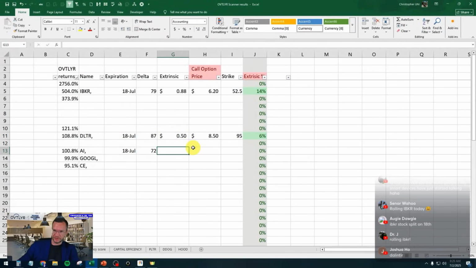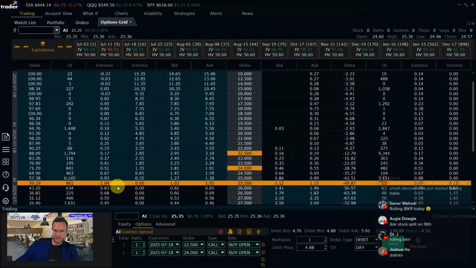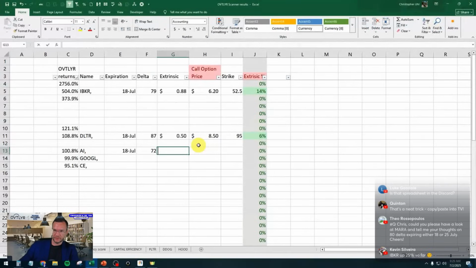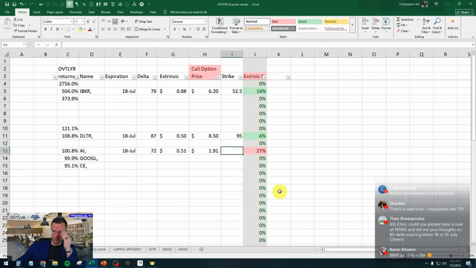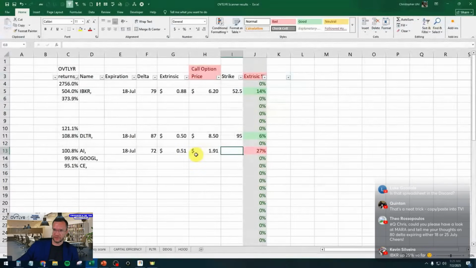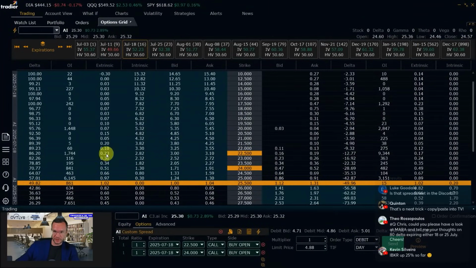So 72 delta. The extrinsic value is going to be 51 cents on $1.91, which is 27%. So it's a little bit rich. My absolute max, I will not take the trade, is 30% or greater. And that was on the 24 strike. So I would be interested in that one. But you could also go to the one above that and choose between either one of those.